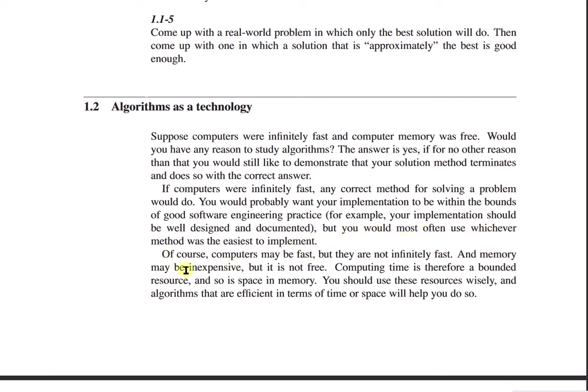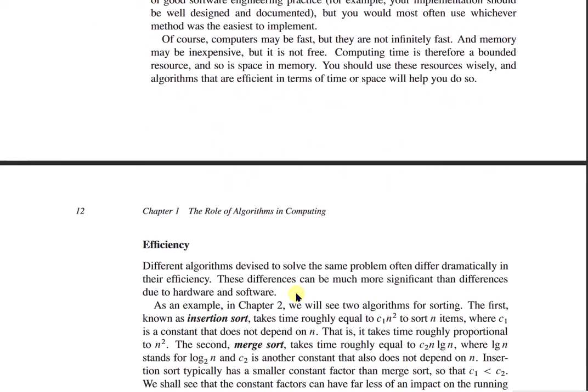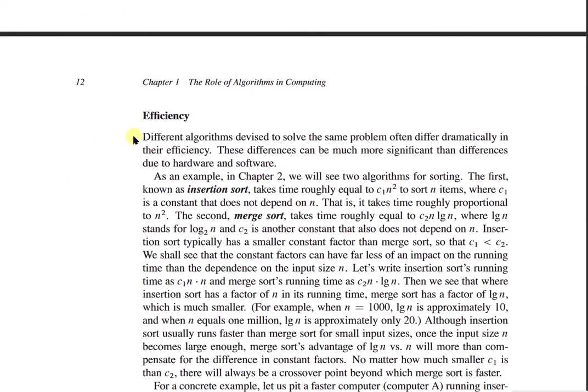you would most often use whichever method was the easiest to implement. Of course, computers may be fast, but they're not infinitely fast, and memory may be inexpensive, but it is not free. Computing time is therefore a bounded resource, and so are space and memory. You should use these resources wisely, and algorithms that are efficient in terms of time or space will help you do so. Okay, efficiency. It should be in time and in space. As I said earlier, the size of the algorithm also matters, and the memory it takes to solve the problem also matters. Efficiency.